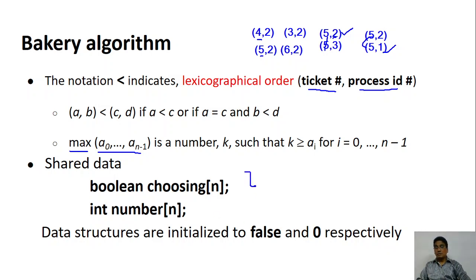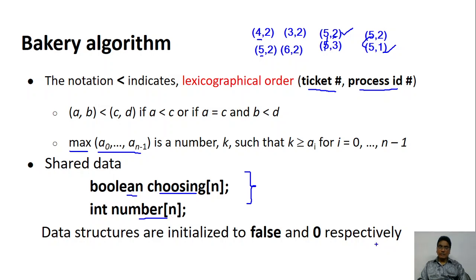There are two variables or two values that are shared. One is choosing, the other one is number. Choosing is a boolean value which says whether a number is being chosen for you. So when you go to the bakery, they are going to give you a token. At that time they are choosing a token for you. So choosing will be true. Once you get the token, there is no more choosing, you got the number. So number is that token number.